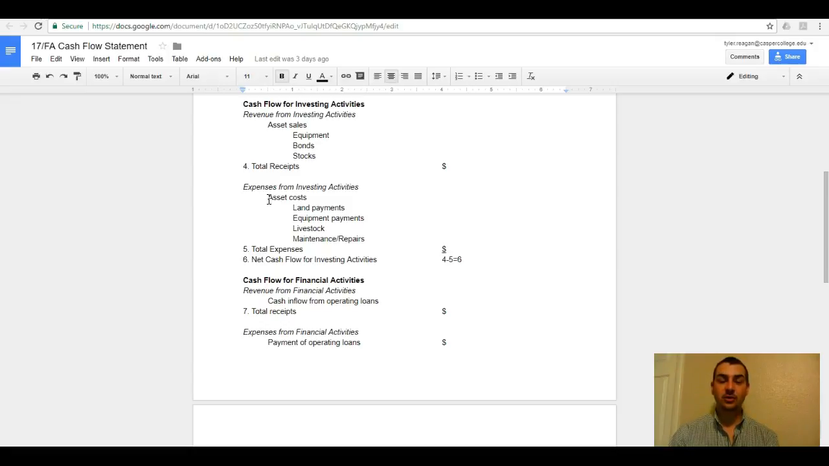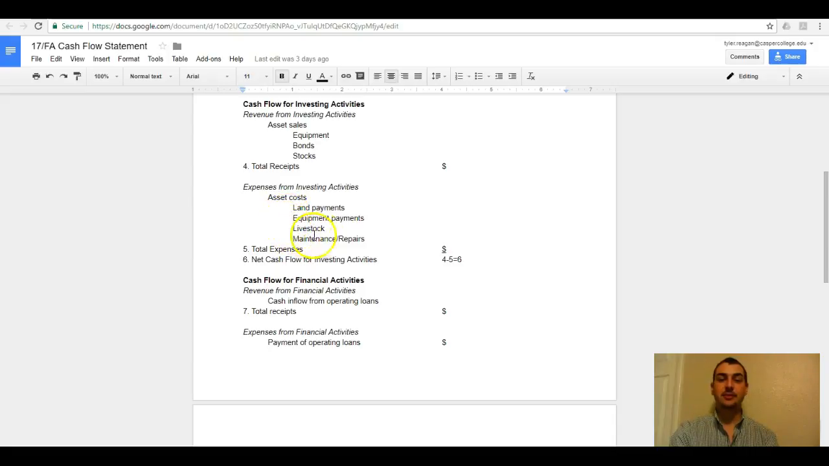This is new equipment, or a purchase of more stocks or bonds or anything like that. So land payments and equipment payments, as well as the purchase of livestock, such as breeding livestock. The purchase of breeding livestock would be considered an asset. You purchase, say, a bull, that isn't actually an asset because you're not looking to sell it. You're looking to actually use that in your business, and that's an investment. That actually would go under investing activities.